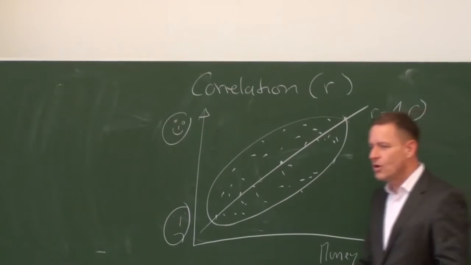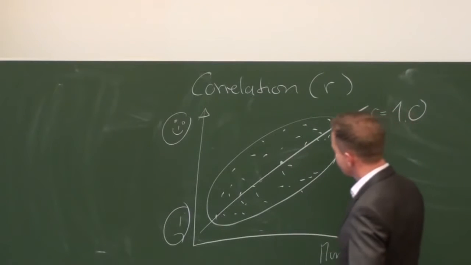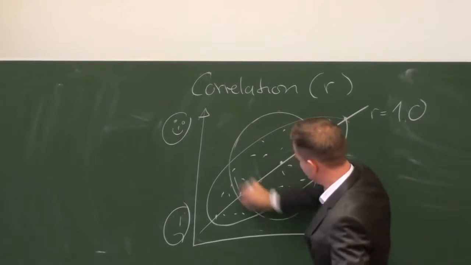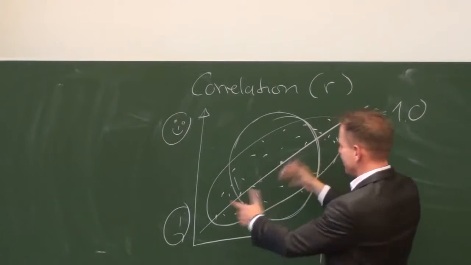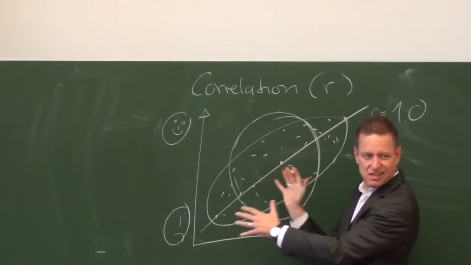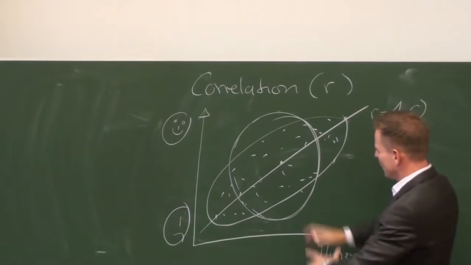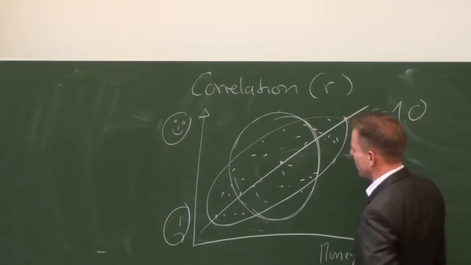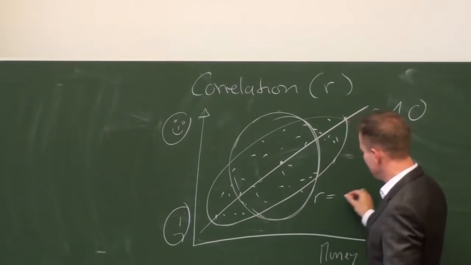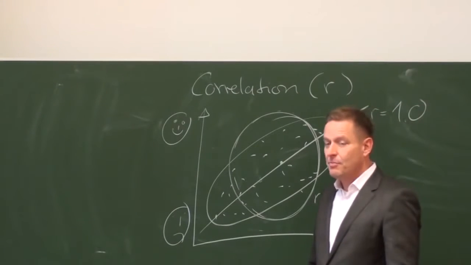If there would be no relation at all, how would this cloud look like? Yes, the dots would be spread around the middle somehow. No direction, nothing, no relation at all. Yeah. Just a randomized cloud of dots. If this would be the case, correlation would be 0. Okay?